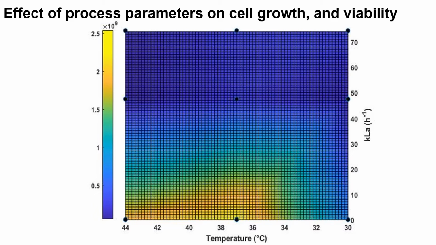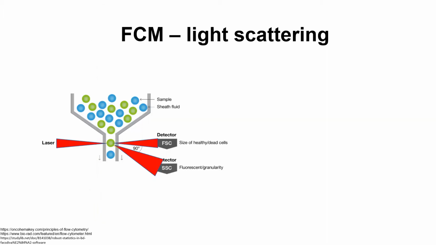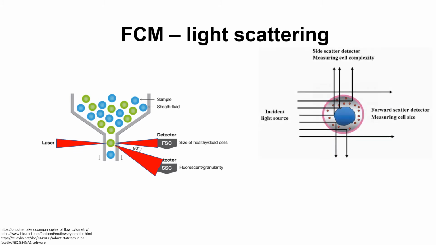Further analysis was carried out to understand the morphology using flow cytometer. As the cells pass through the laser, there are different detectors to capture the signals. The scattering profiles, forward scatter, provides the size of the cell, whereas the side scatter, depending on the cell size, provides the granularity and morphology of the cell.